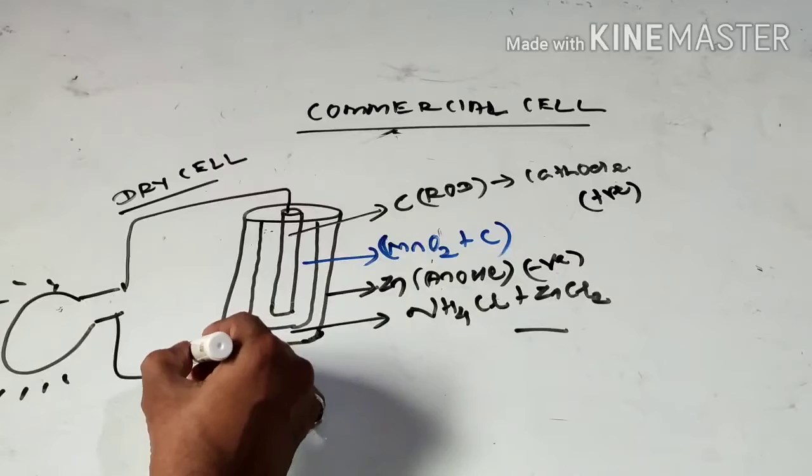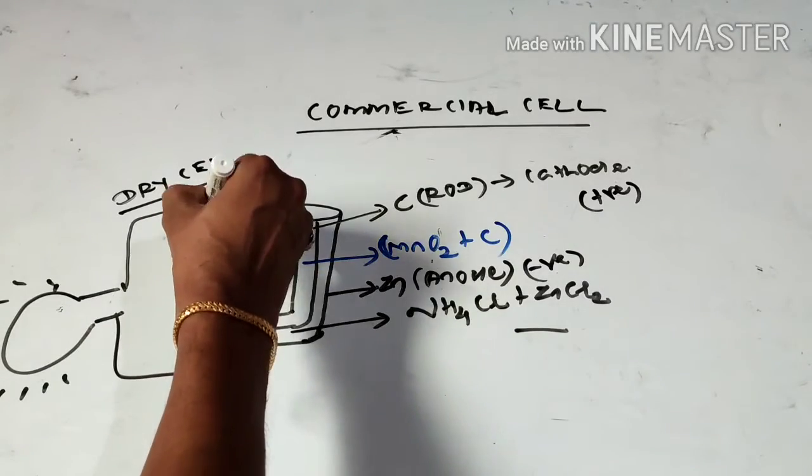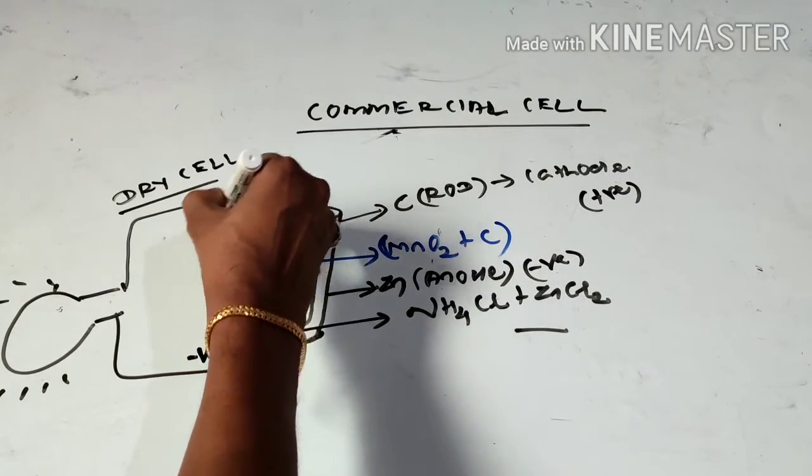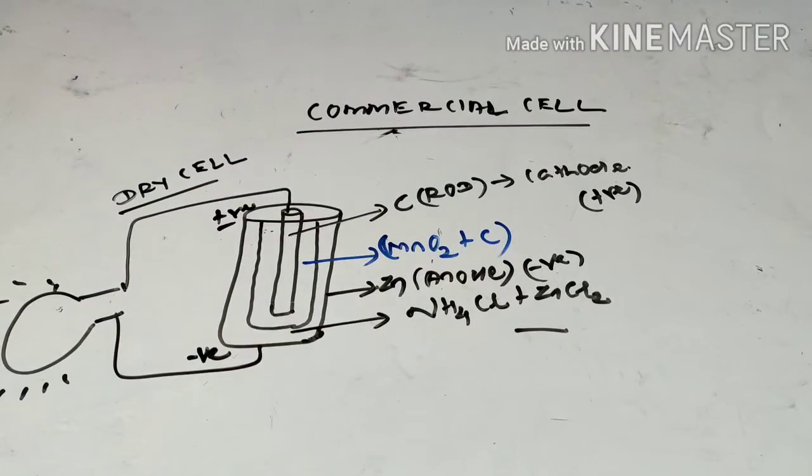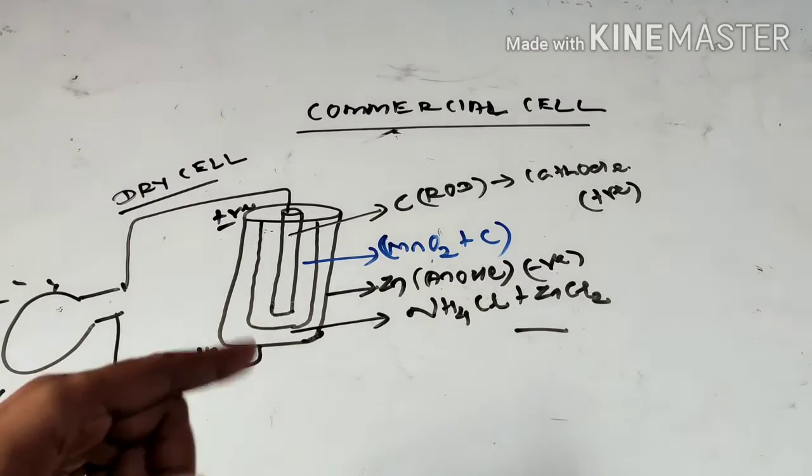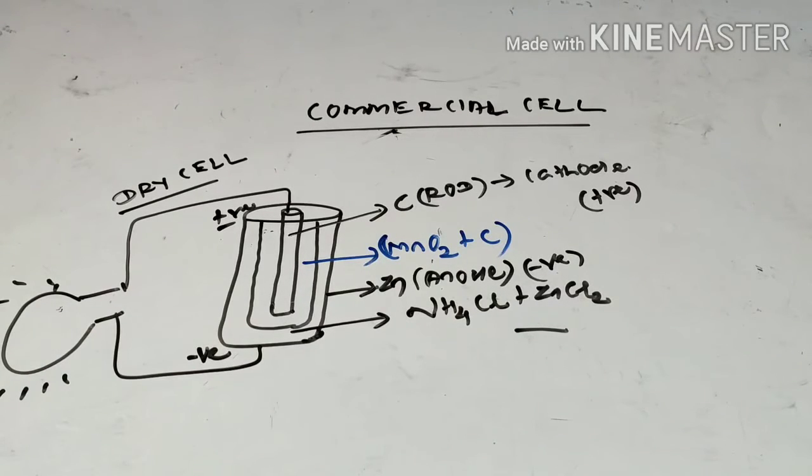So this is negative. Why is it negative? And this carbon rod is positive. Why is it positive? Because the carbon rod is the cathode, so it acts as positive, and the zinc rod is an anode, it acts as negative. Because in the electrochemical cell, the anode is negative and the cathode is positive. I have already explained this in the first class of electrochemistry.